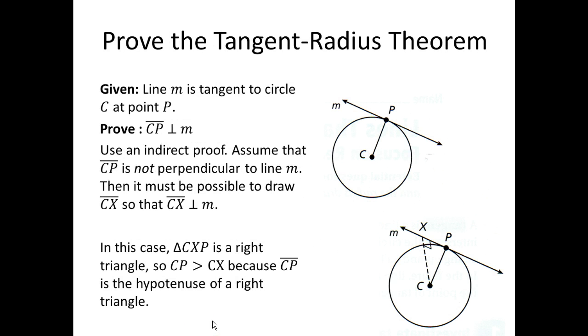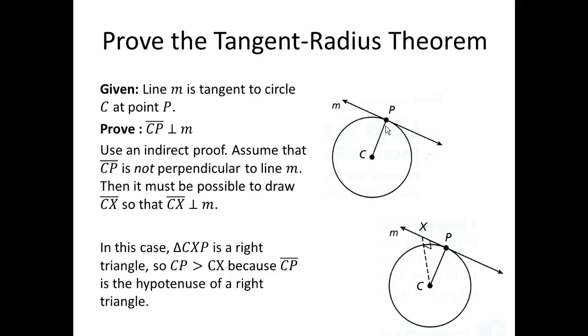Alright, so the following is a proof of this theorem. So suppose that line M is tangent to a circle C at the point of tangency, point P. What we're going to set out to prove is that the line segment CP is perpendicular to the line M. What we're going to do here is a proof by contradiction, or what's called an indirect proof. We're going to assume that CP is not perpendicular to line M, and then show that this leads to some nonsense. Since this would lead to a contradiction, we know that our initial assumption that CP is not perpendicular to line M would be false.